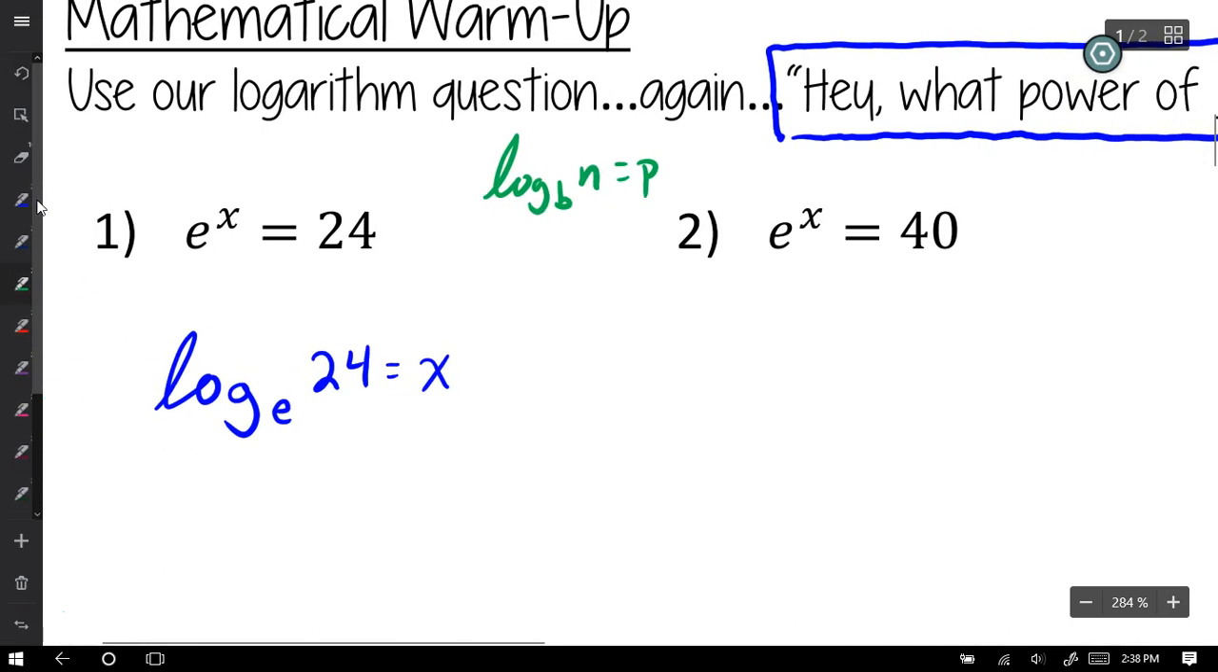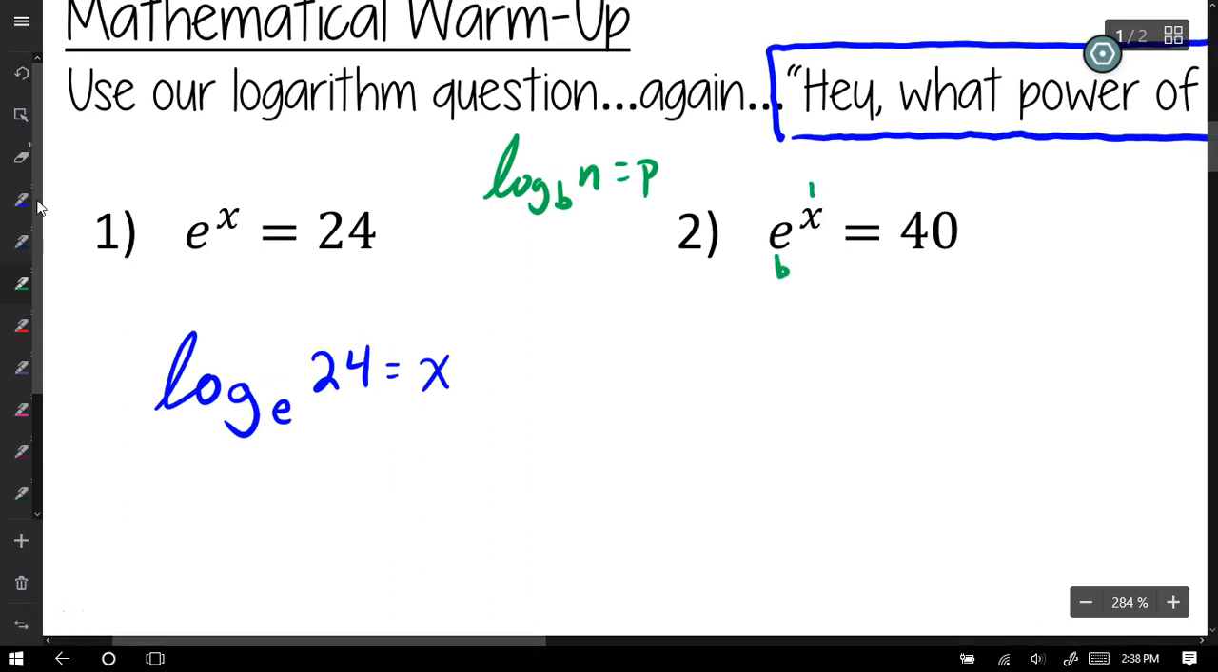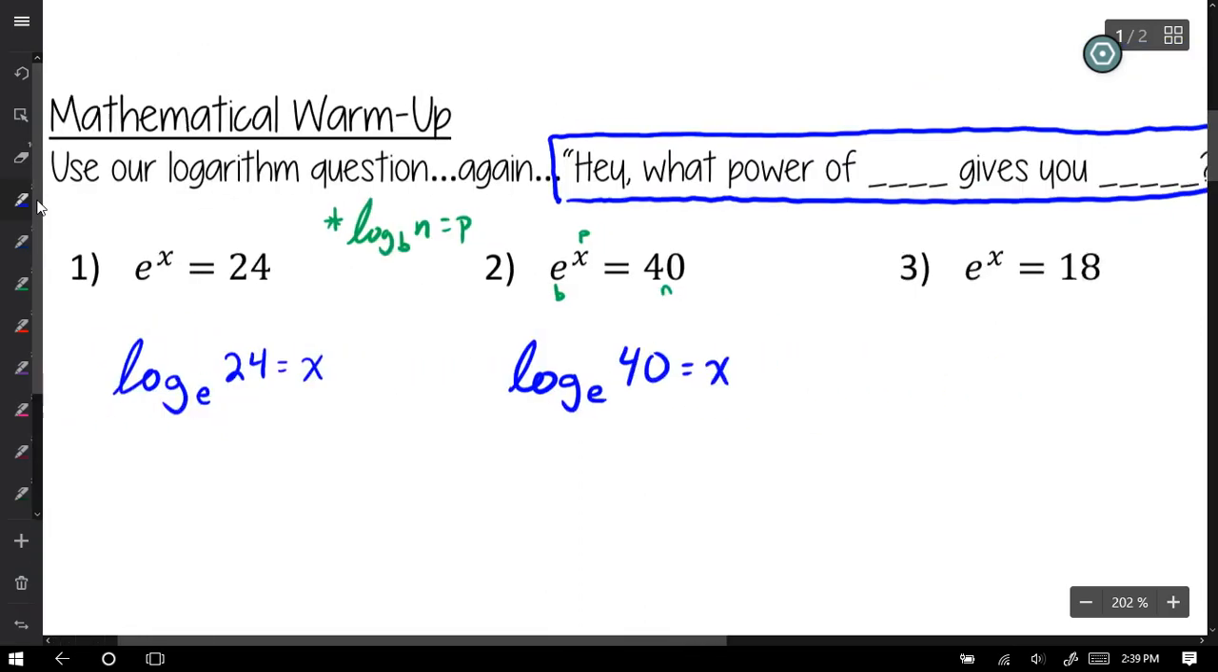So let's try the next one. And we could label, if it helps you, that this is your B, this is your P, and this is your N. So now I have all my information. I can use this if I need to. I'm going to use the question. Hey, what power of E gives you 40? And the power is X. I can keep going. What power of E gives 18, and that power is X.